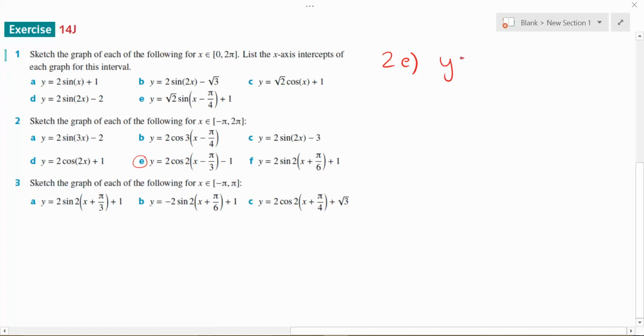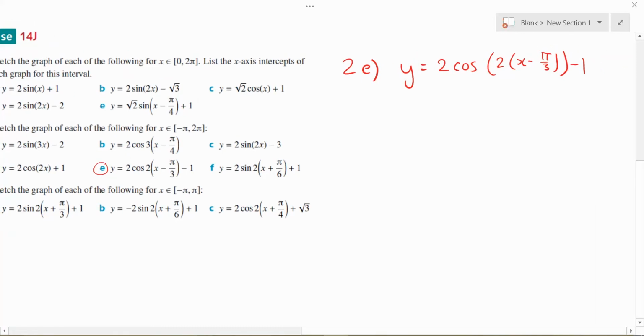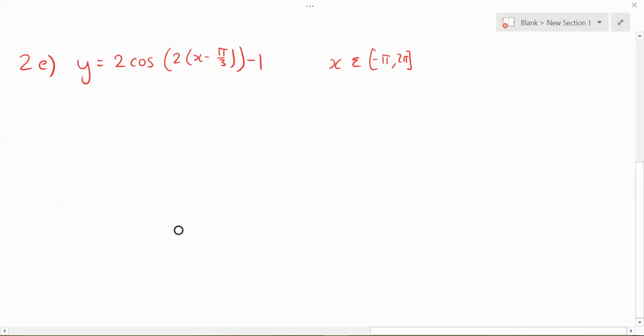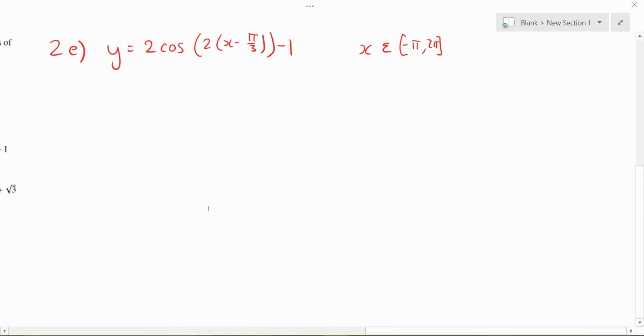Here we've got y equals 2 cos(2x minus pi on 3) minus 1, and it's between x is an element of negative pi to 2 pi. Okay. Here we go. This is what we're going to do. We're going to try to sketch this graph.